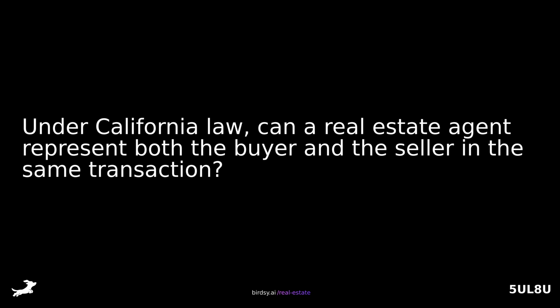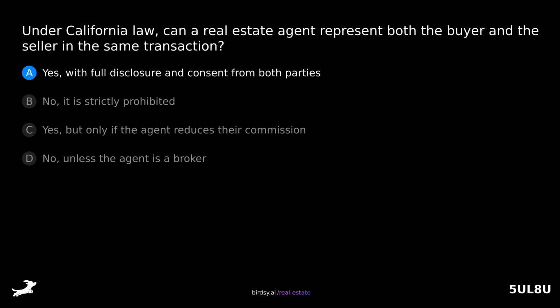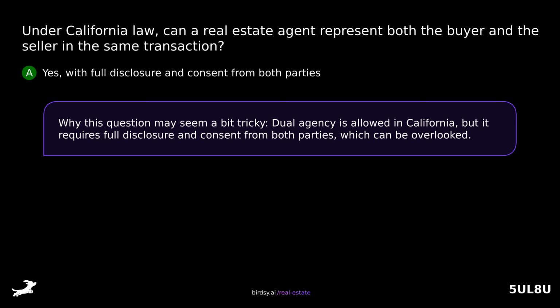Under California law, can a real estate agent represent both the buyer and the seller in the same transaction? Is it A, yes, with full disclosure and consent from both parties? B, no, it is strictly prohibited. C, yes, but only if the agent reduces their commission. Or D, no, unless the agent is a broker? The answer is A, yes, with full disclosure and consent from both parties. Why this question may seem a bit tricky: dual agency is allowed in California, but it requires full disclosure and consent from both parties, which can be overlooked.